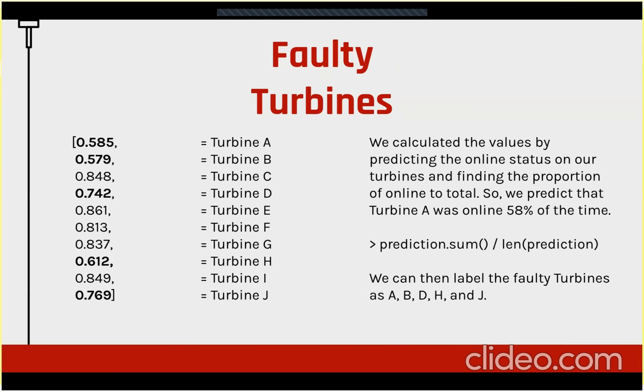And so we also went on to predict the faulty turbines. We trained our model on a collection of all 9 turbines, and then we subsetted them back into their original turbines and predicted on those turbines. We can see that turbine A has an uptime of about 58% according to our prediction. And so we can label faulty turbines such as turbine A, B, D, and so on.